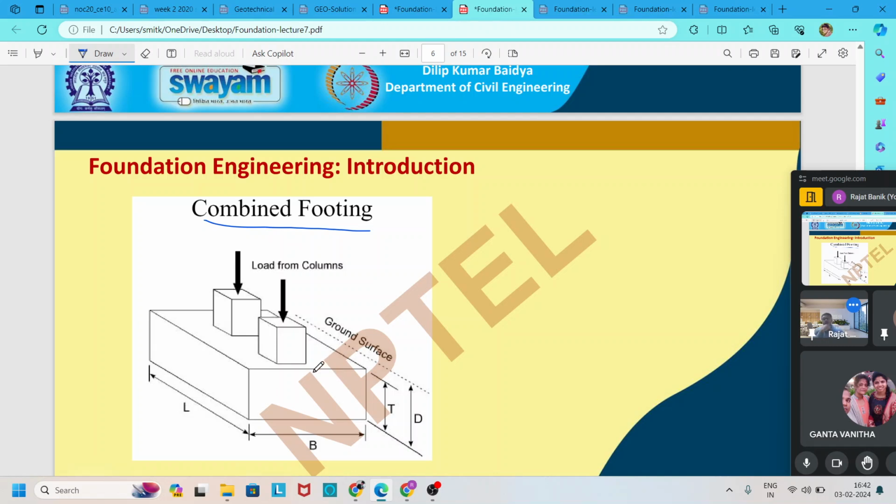By geometry, there may be two types of combined footing. One is trapezoidal footing, and another is rectangular footing: rectangular combined footing or trapezoidal combined footing. They differ only by dimension.